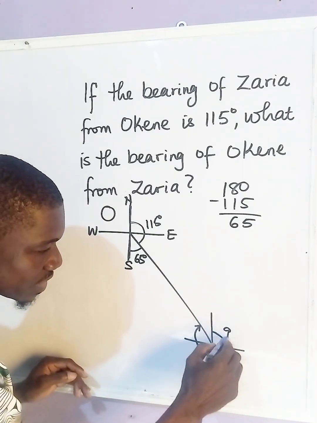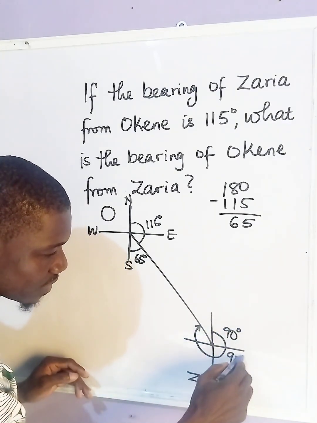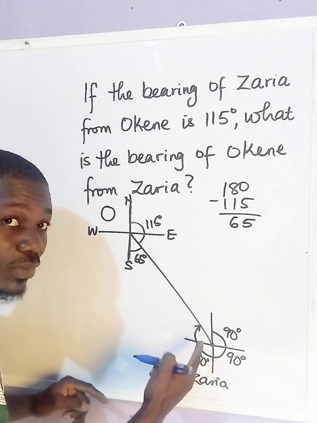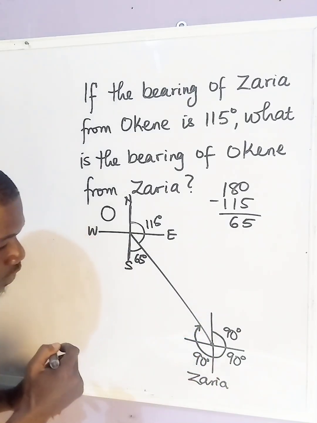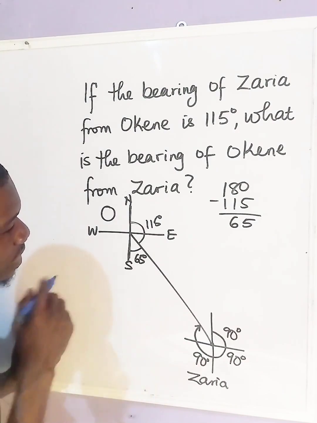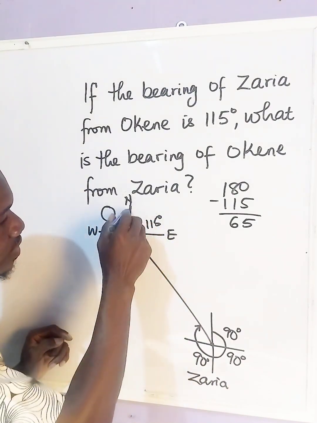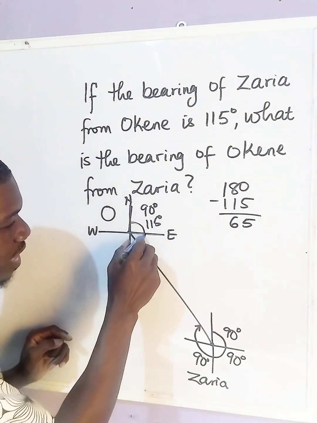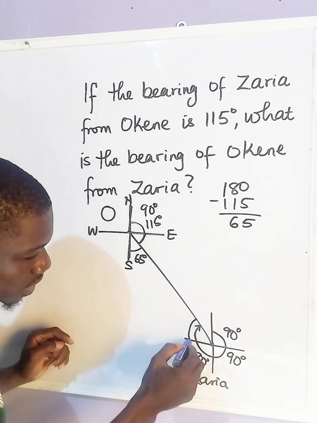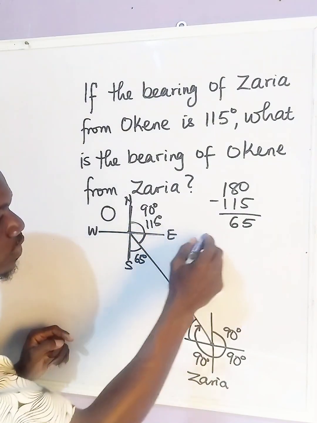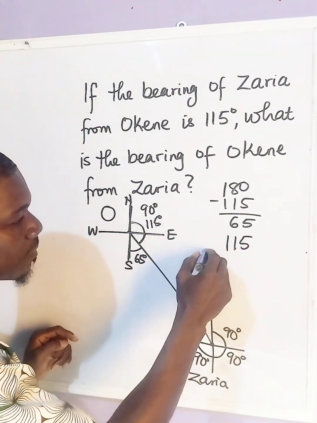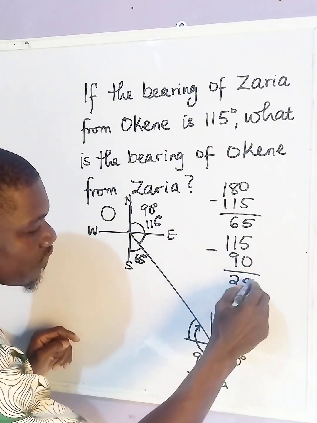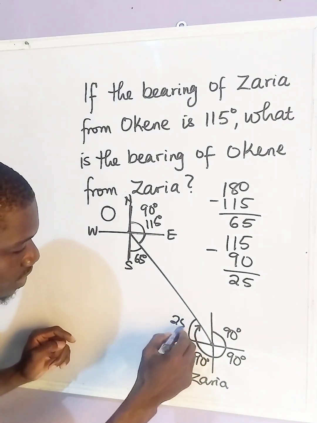Here we have 90, here we have 90, here we have 90. Now the angle here is not completing 90. This quadrant here is 90 degrees. For us to get this angle, which is alternate to this angle here, what we need to do is 115 minus 90, and this will give us 25. So the part here is 25.